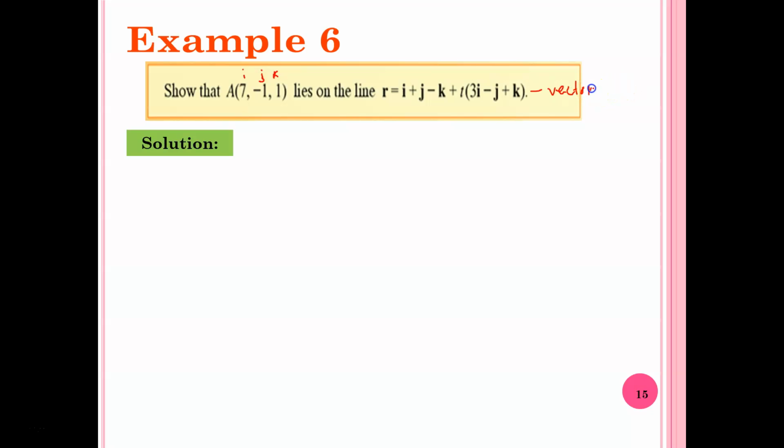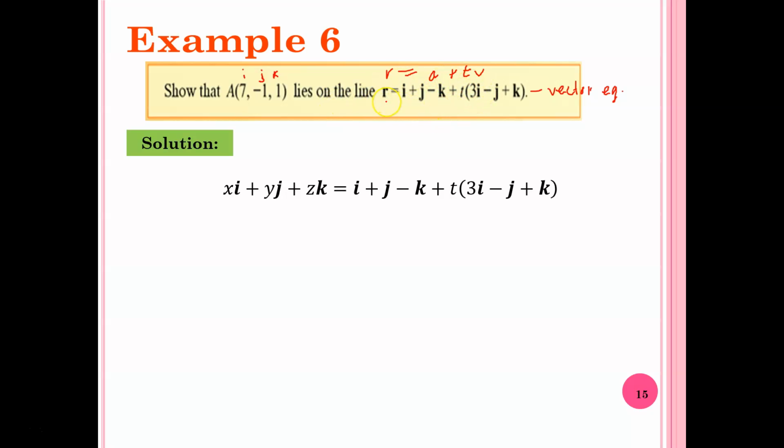How do I know it is a vector equation? Because it starts with r and it has t inside. So you have r equal to a plus t, and in the bracket is your v. That's how I recognize a vector equation. It starts with r. So show that this point lies on this line. It means you have to prove, you have to show that point A lies on this line.